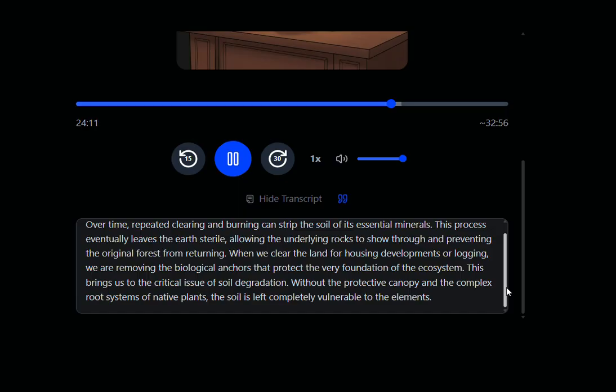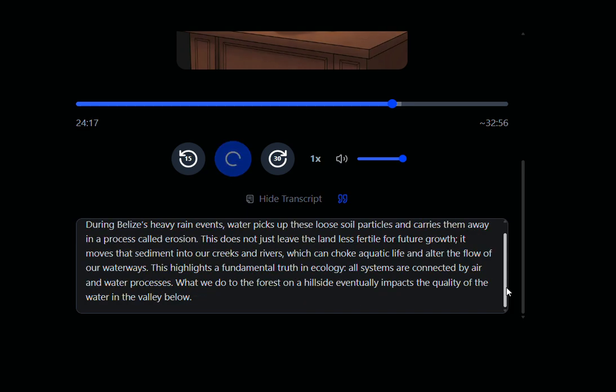Without the protective canopy and the complex root systems of native plants, the soil is left completely vulnerable to the elements. During Belize's heavy rain events, water picks up these loose soil particles and carries them away in a process called erosion. This does not just leave the land less fertile for future growth, it moves that sediment into our creeks and rivers, which can choke aquatic life and alter the flow of our waterways.